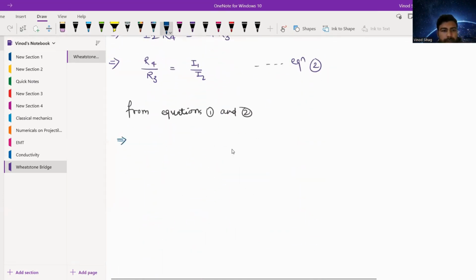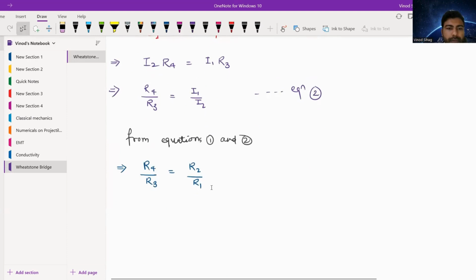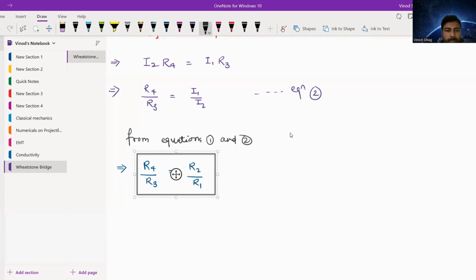So we should write here R4 upon R3 is equal to R2 upon R1. Am I right? Yeah. Okay, so R4 upon R3 equals R2 upon R1. This is the final result that we wanted to derive here. And this condition is called the balanced condition, or at this condition there will be no deflection in the galvanometer, so sometimes it is also called the null deflection condition.